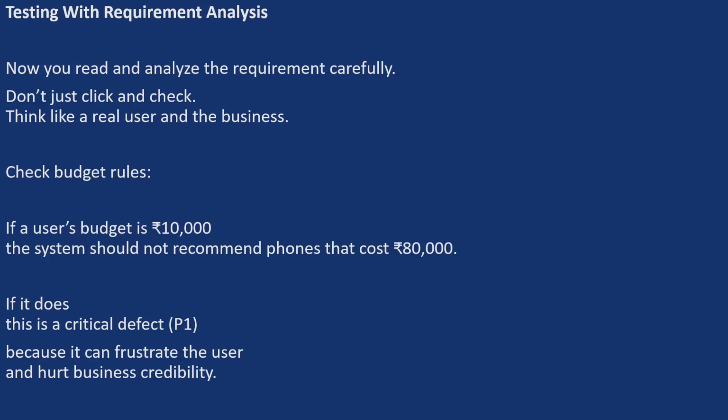If it does, this is a critical defect, that is P1, priority 1, because it can frustrate the user and hurt business credibility. The second thing is we'll check the phone type preference. Does the user want a gaming phone, a basic phone or a camera focused phone? All the recommendations should match the preferences.